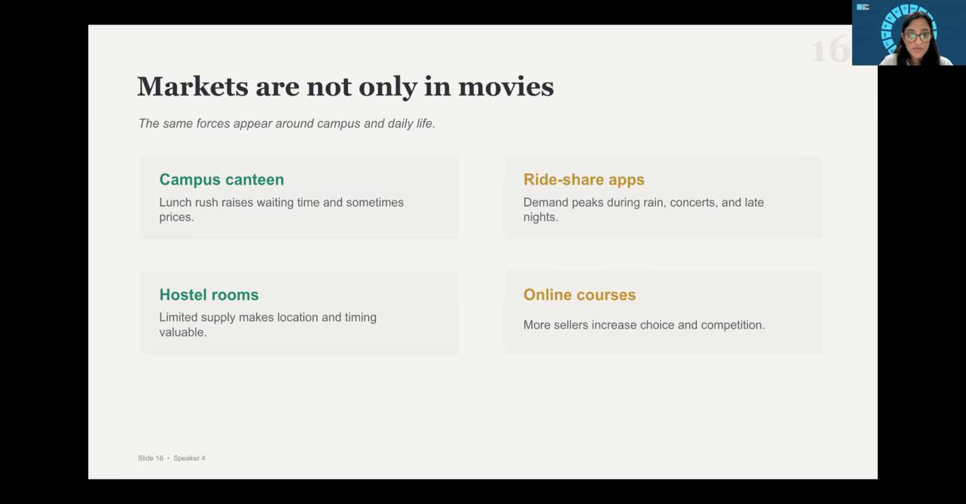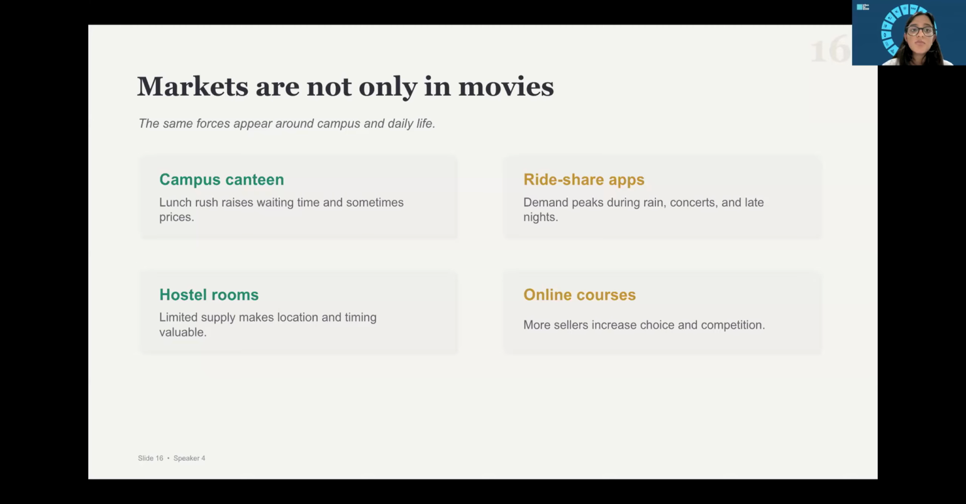Markets are not only in movies. The same market logic appears in everyday life. At the campus canteen, demand spikes at lunchtime. Ride share prices can rise when it rains or after a concert. Hostel rooms become more valuable when supply is limited. Online courses face competition as more sellers enter. Once you understand supply, demand, scarcity, and information, you start seeing economics everywhere.